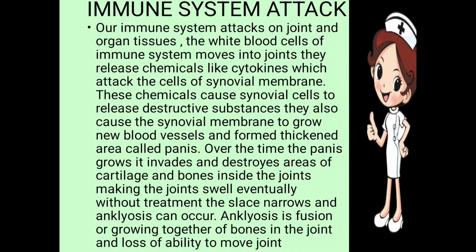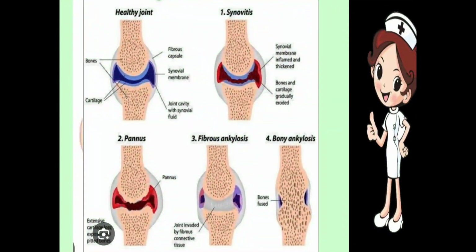These chemicals cause synovial cells to release destructive substances. They also cause the synovial membrane to grow new blood vessels and form a thickened area which is called a pannus. The synovial cells release the destructive substances, which grow new blood vessels and form a thickened area called a pannus.